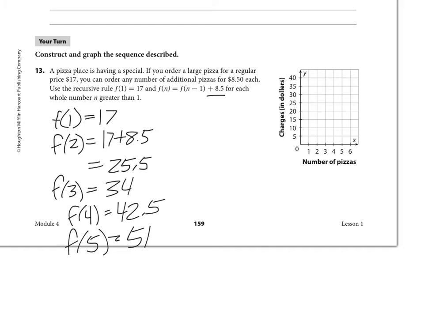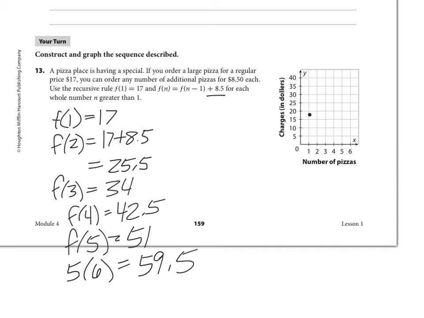Let me double check myself here. Don't want to make a mistake. Yep. And then f of 6, add another 8.50, and I get 59.5. Now all I do is I come over here and I graph. So f of 1 was 17. So 17 would be somewhere close to right about there.